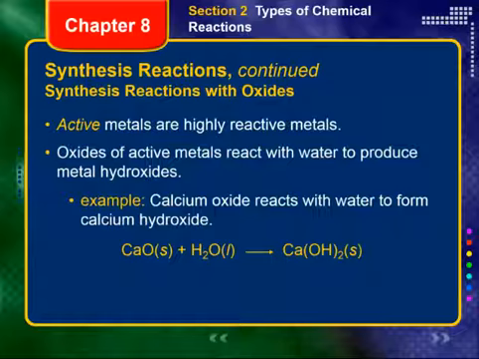Active metals, which is something we'll talk about in section 3 more specifically, but I think you can get the idea right now. Active metals are highly reactive metals. We say that they're active. Oxides of active metals react with water to produce metal hydroxides. For example, calcium oxide, CaO, is going to react with water to form a hydroxide. Now, calcium is a fairly active metal. And so calcium oxide, being the oxide of an active metal, will react with water to produce a metal hydroxide. So instead of being calcium oxide, the product is calcium hydroxide, according to the example here.